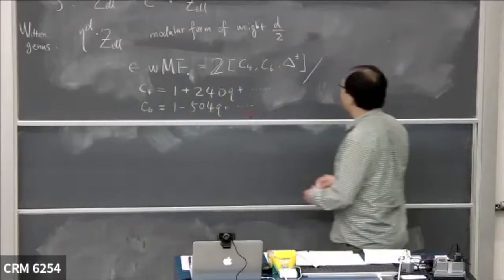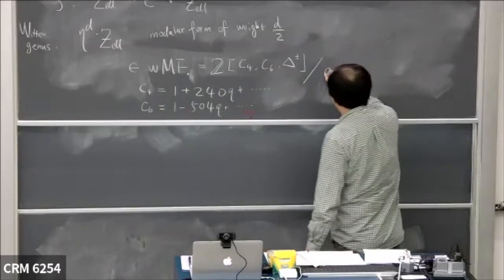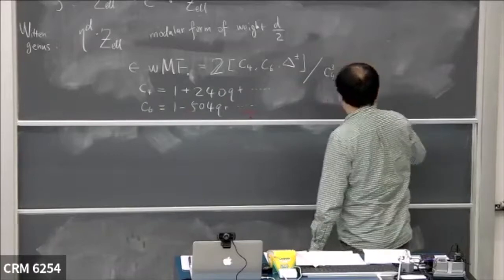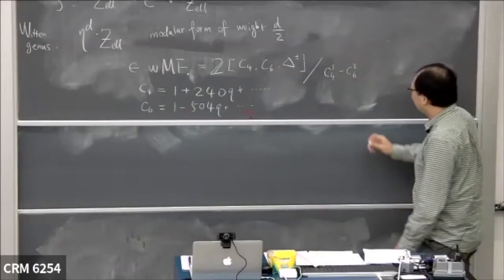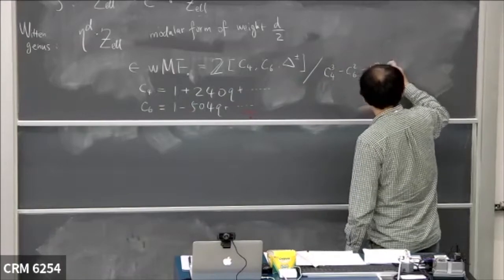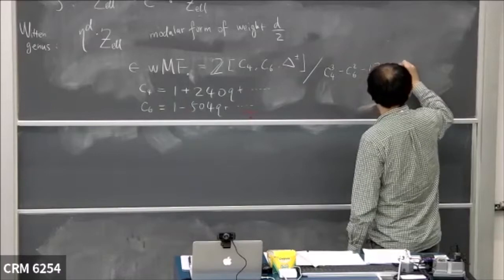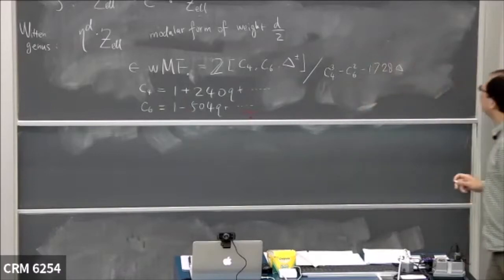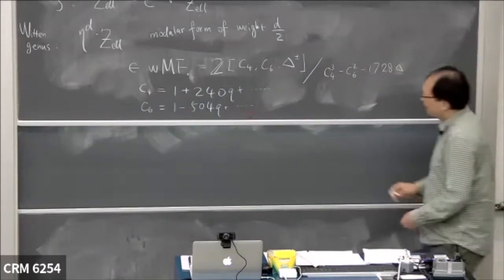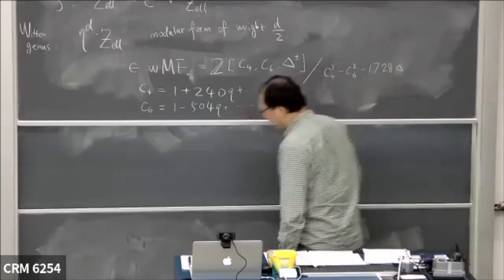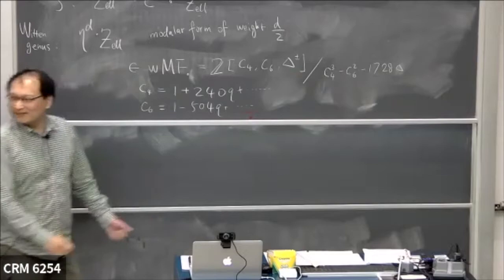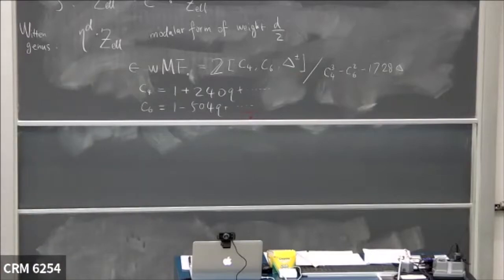But since we are working with integers, what happens is that if you take C4 cubed minus C6 squared, that's 1,728 times delta. So you should be able to divide by this number. If we are working with integers, you need delta as well, and then you also need the inverse of delta. If we consider a CFT with supersymmetry, what is this Witten genus?